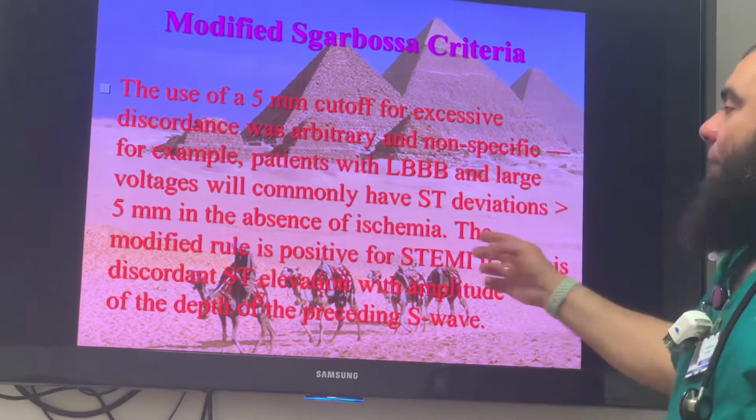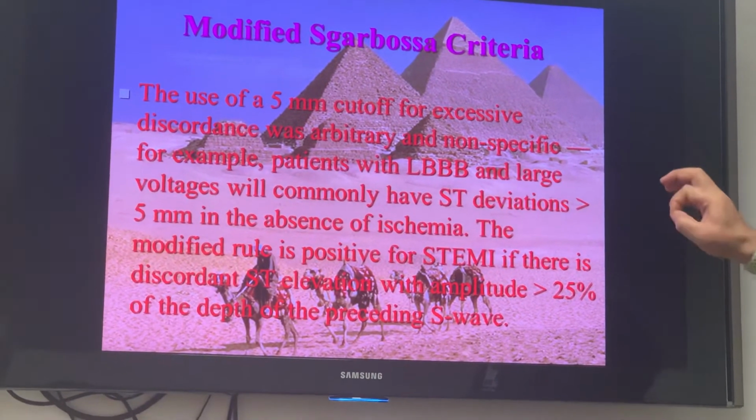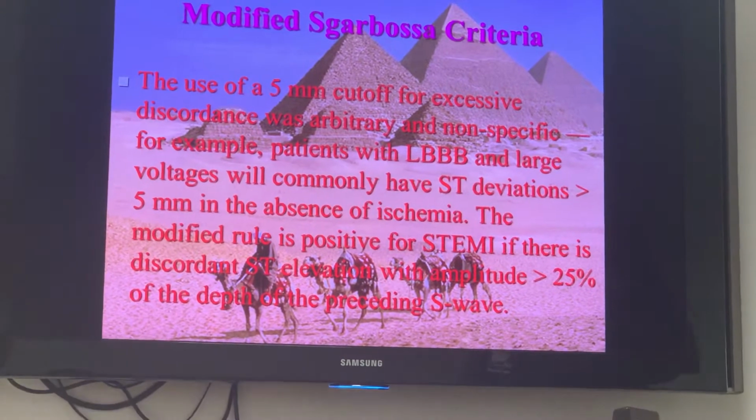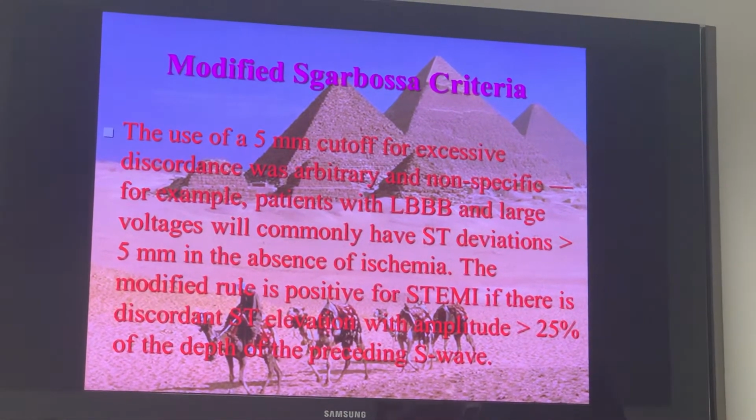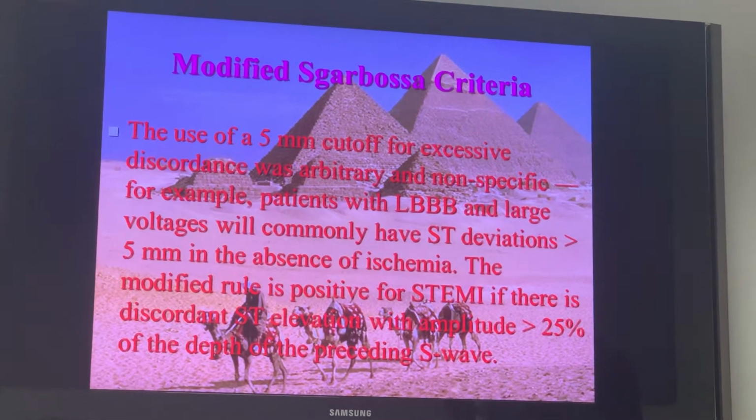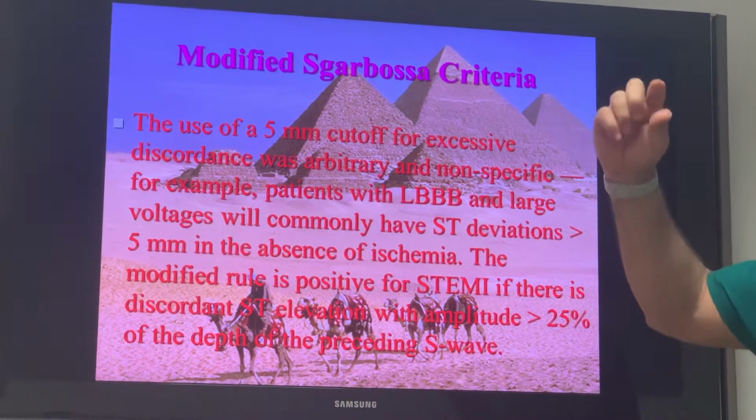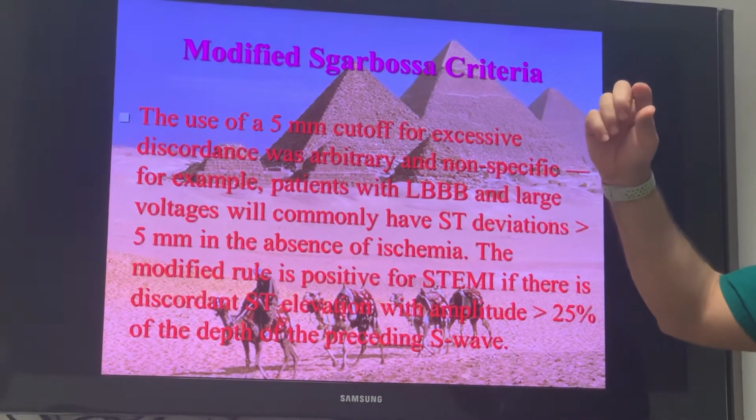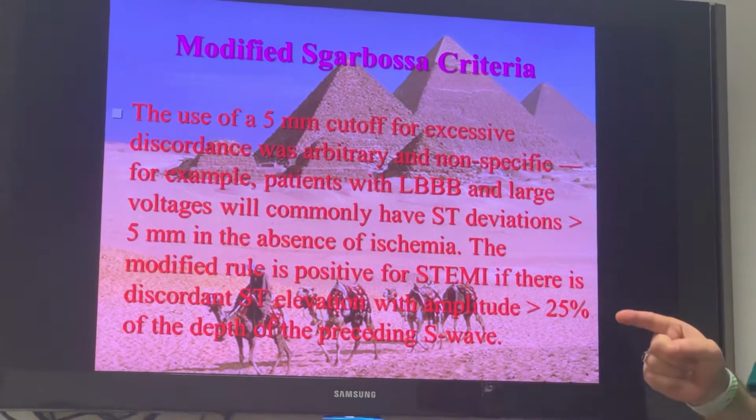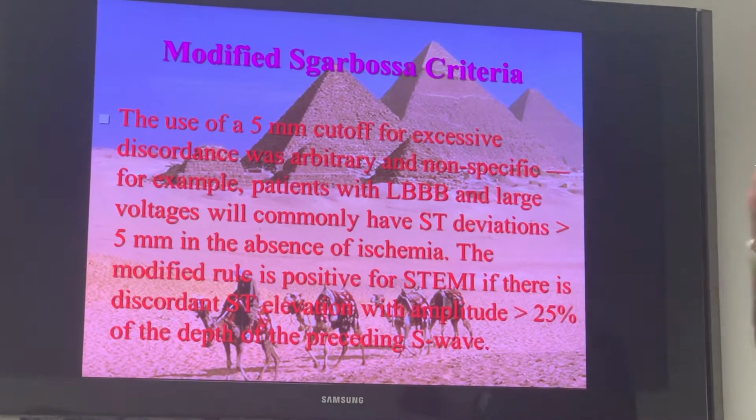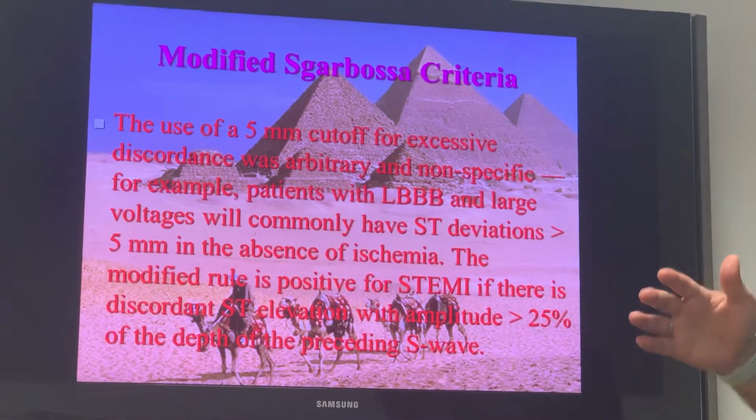In the absence of ischemia, the modified rule is positive for STEMI if there is discordant ST elevation with amplitude more than 25% of the depth of the preceding S wave. Not the whole complex, only the S wave. What is the length? 25% of it. It is the normal variation of the ST segment elevation. If it is more than 25% of that S wave, it is abnormal. So it is a bit of an area of subjective judgment. Is that okay?